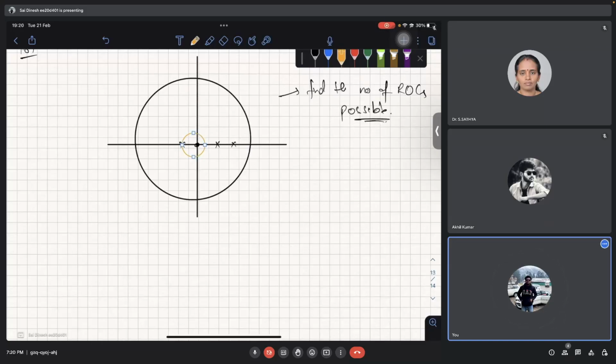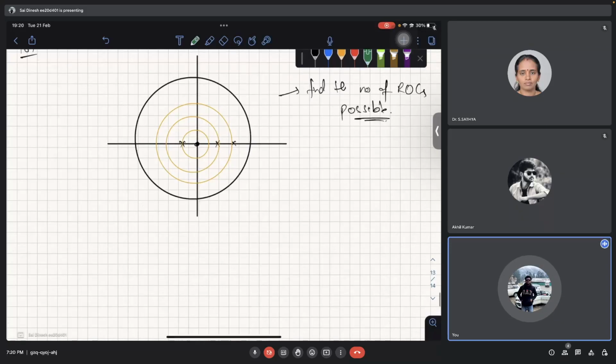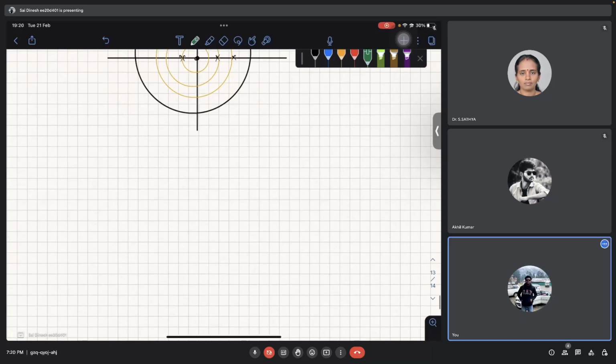So a hint would be something like this, and then one more circle, and one more circle. So ROC can be inside this region, or between these two regions, or outside this region. So you need to find how many ROCs are possible, and then correspondingly the number of signals possible.